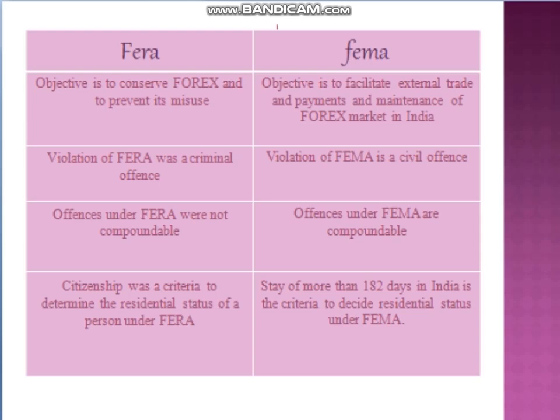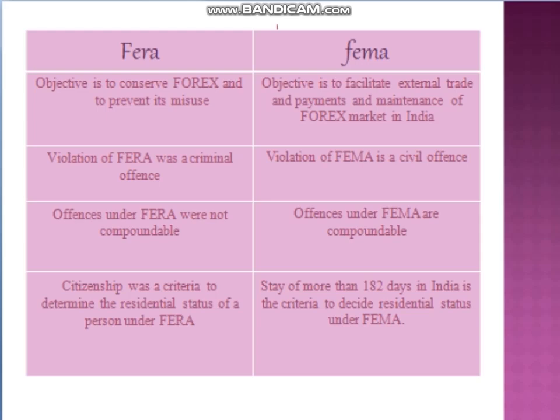And offenses under FERA were not compoundable. In case of FEMA, offenses are compoundable. In case of FERA, the monetary penalty payable was nearly 5 times the amount involved. In case of FEMA, the quantum of penalty has been considerably decreased to 3 times the amount involved. In case of FERA, it is 5 times the amount involved. In case of FEMA, it is 3 times the amount involved.